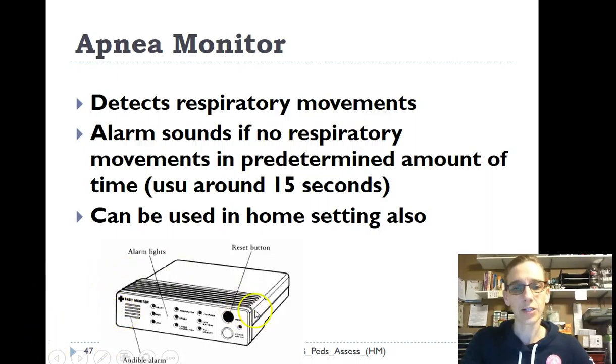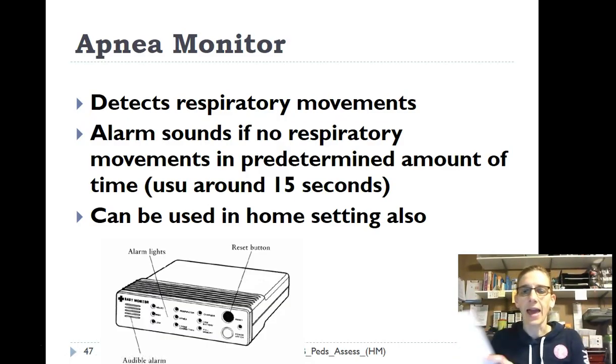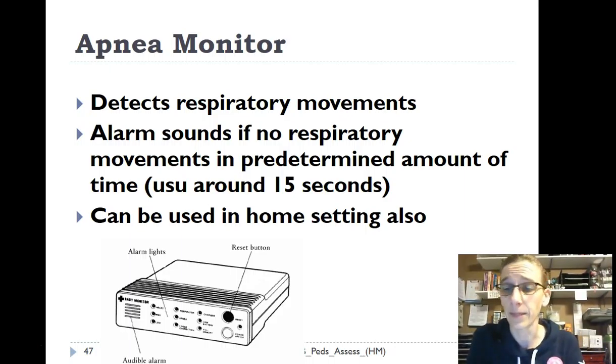This is an apnea monitor. It detects respiratory movements, and an alarm sounds if no respiratory movement is detected within a predetermined amount of time. It's usually around 15 seconds. It can be used in a home setting, but it's often not recommended unless the baby has had what we call A's and B's, apneic and bradycardic episodes in the hospital. So if they have had some apnea and bradycardia in the hospital, they may go home on an apnea monitor.